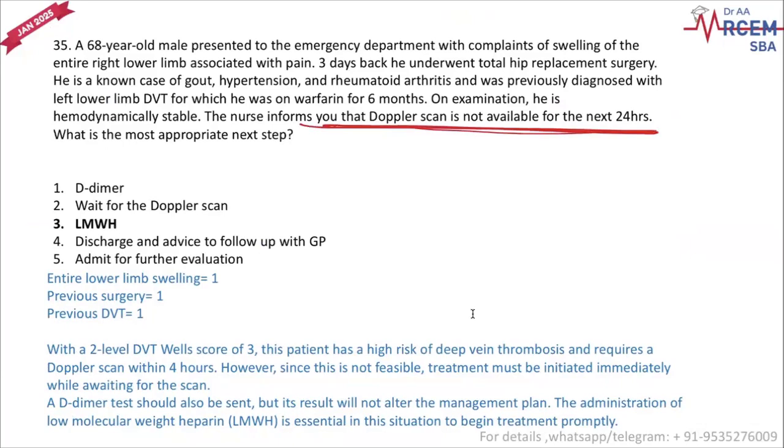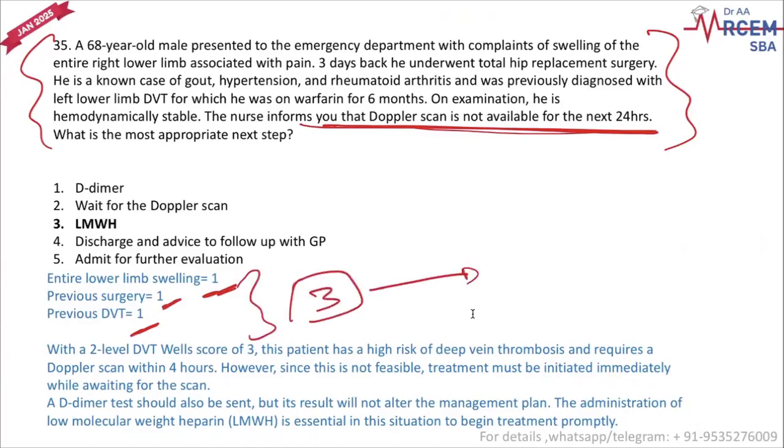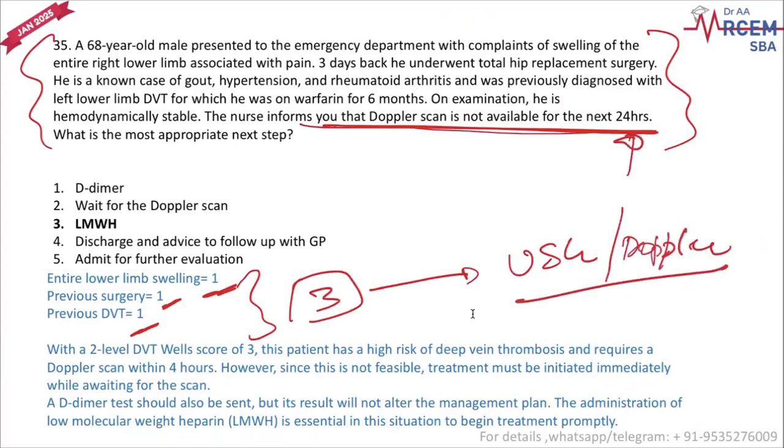What we have thought here, if you do a Wells score, it will be more than one, obviously, because the entire lower limb is swollen, which gets 1 point, previous surgery 1 point, previous DVT 1 point. So totally 3 points on the Wells score. You need to go ahead usually with a USG scan, that is nothing but a Doppler scan. But the problem here is the nurse says the Doppler scan is not immediately available. What will you do? The recommendation is you get a D-dimer and start interim treatment, that is low molecular weight heparin, an anticoagulant.